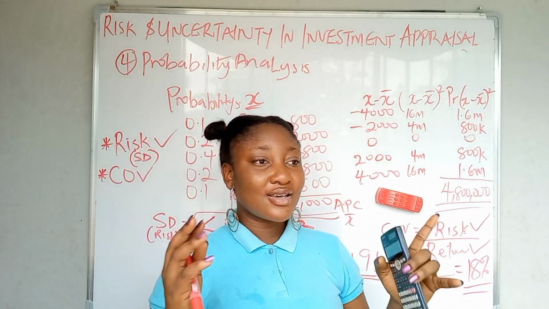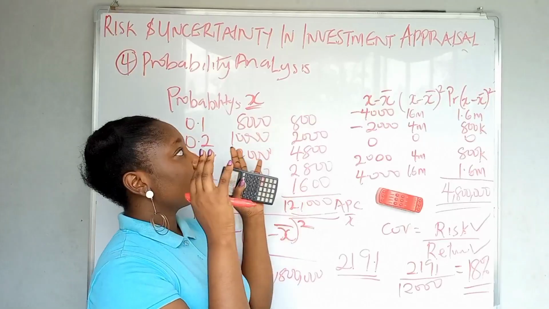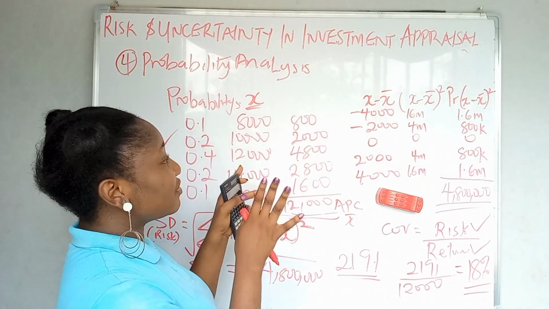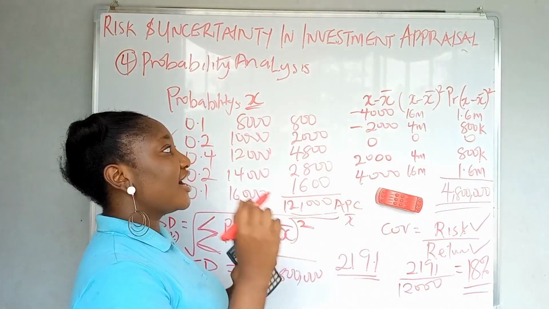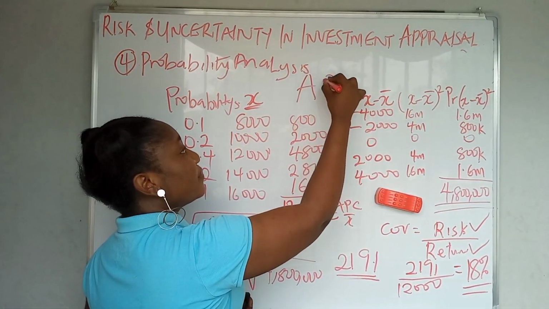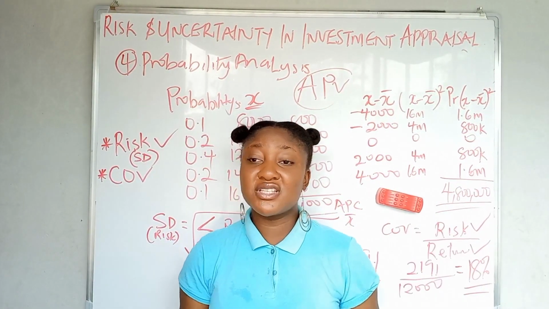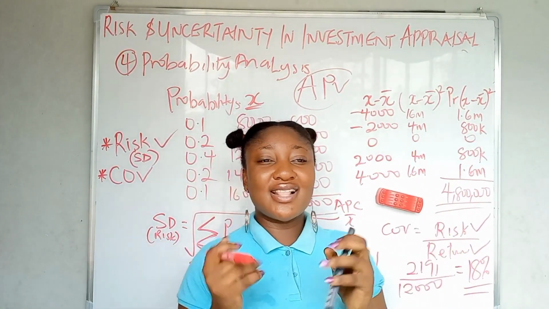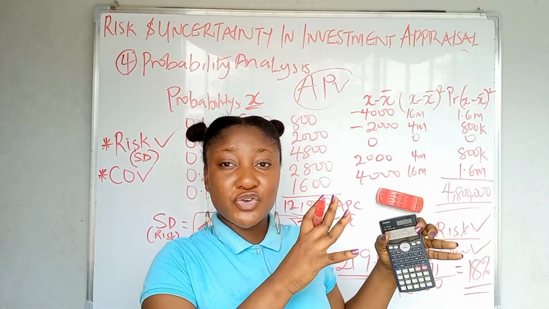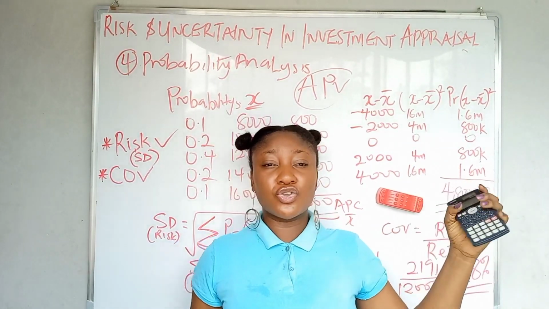The last approach to handling risk in investment appraisal is adjusted present value, APV, which we are going to start in the next class. This one is very examinable. I've seen it in many past questions, and it's like a subtopic of its own. That's why I even mentioned it on its own in our introductory class.